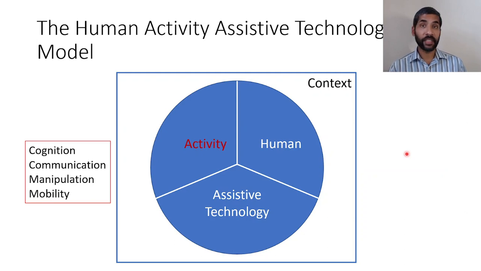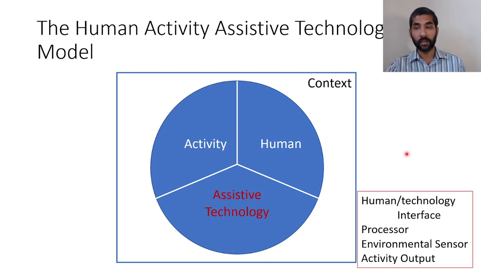On the activity end, there are various kinds of activities that people may want to do, right? Activities could be cognition. You just want to understand things probably a little better, maybe communicate. You may want to manipulate things, or you may just want to move around. Okay, so those are some examples of activity.